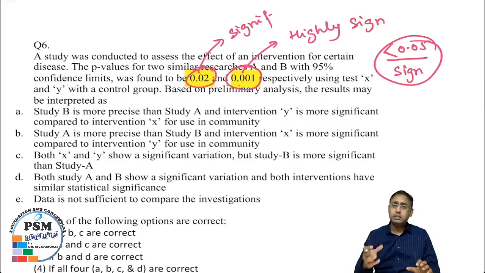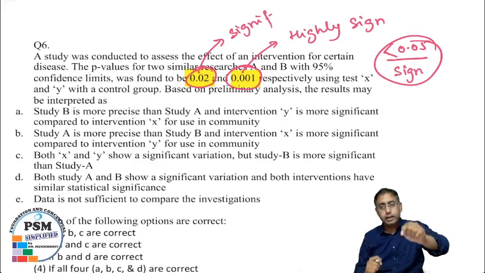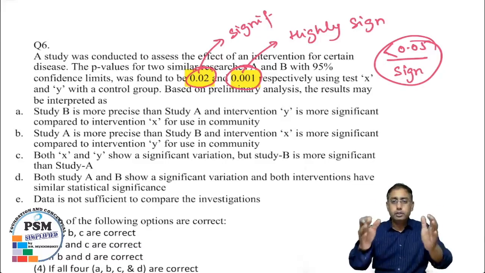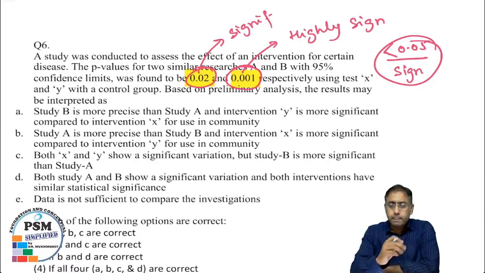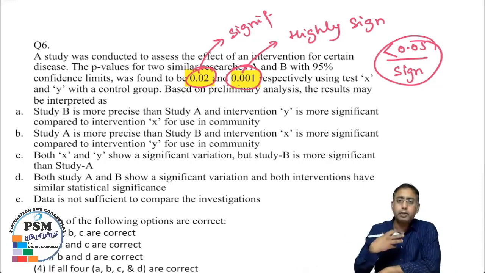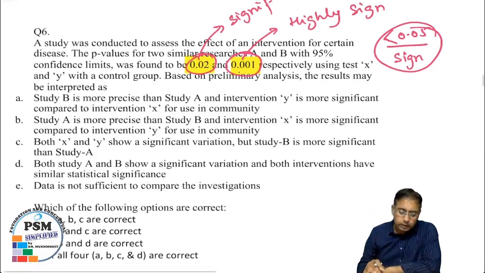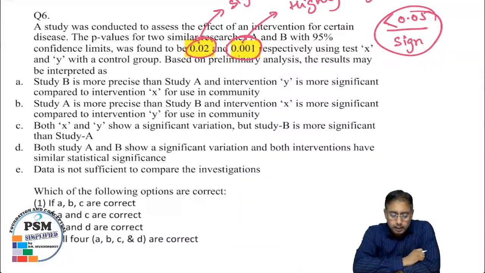There is less than 0.1% chance that I am wrong, and I am 99.9% confident that this value is lying at that particular point. Which means that 0.001, it is highly significant. I'm pretty sure that my research has brought out the actual or true value. So if you understand this, now let us see the options.